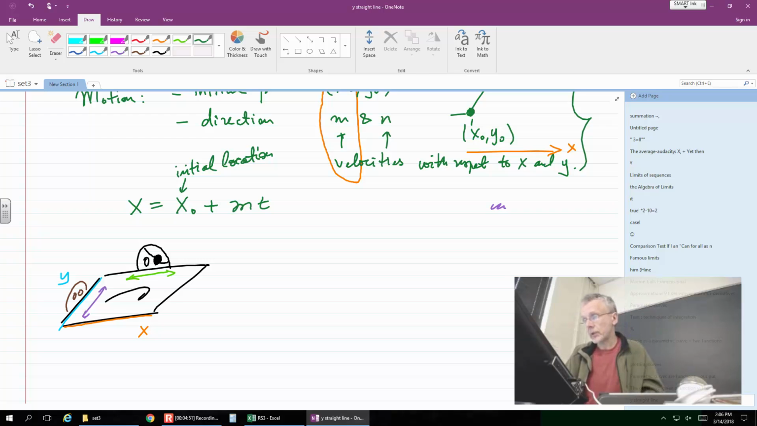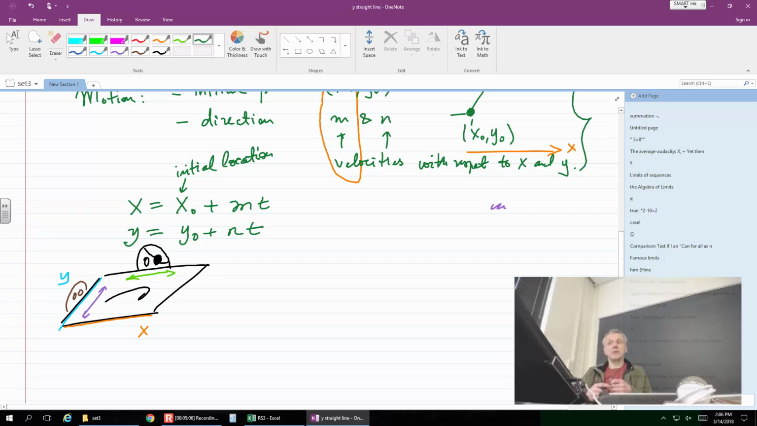So predictably, the second person will produce the equation which is almost the same: y is equal to y naught plus nt. And what do they have in common? Nothing. Just the t is the same. The initial location is y naught. What does it have to do with x? Nothing. And the velocity with respect to y is n, also entirely arbitrary. So these are the four parameters of my motion. The initial location has two coordinates, and my velocities with respect to x and y are two different quantities.